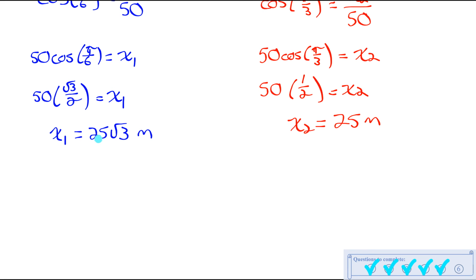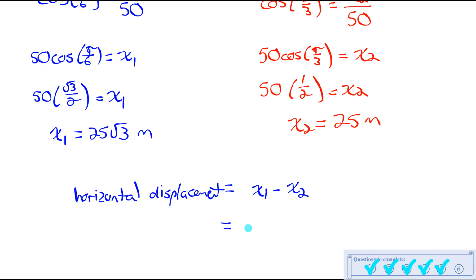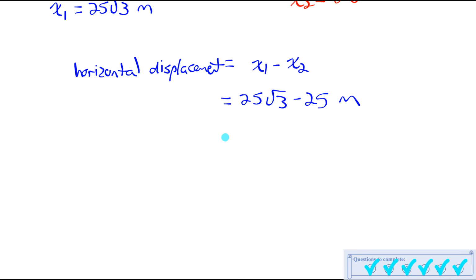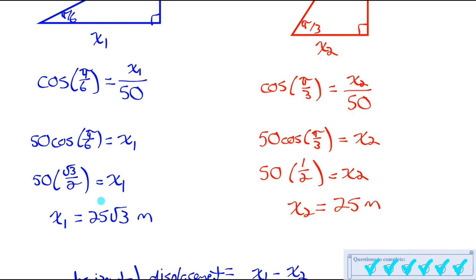So the horizontal distance started at 25 root 3 meters, and it finished at 25 meters. So how far did it move horizontally? I'll say horizontal displacement equals the difference between those two. It would be x1 minus x2. So 25 root 3 minus 25 meters. That's an exact expression for it. I suppose we could factor out a 25, or we could just leave it like that in standard form. It's fine like this. So 25 root 3 minus 25 meters is the horizontal displacement of the kite.